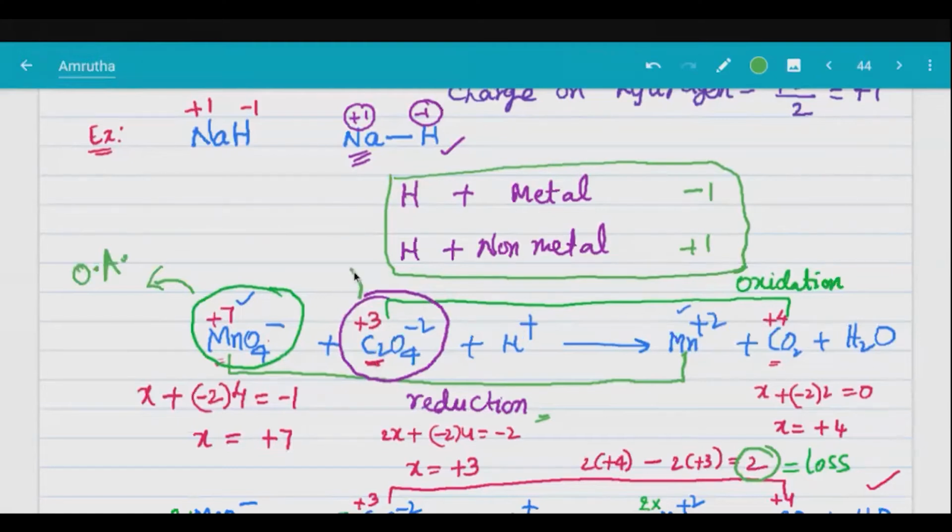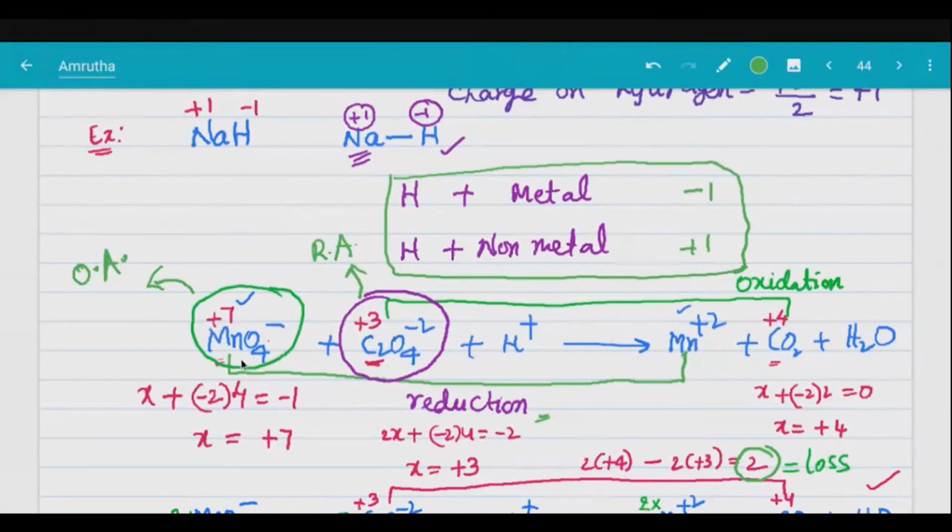Now this one is reducing agent. What is the role of C2O4 minus 2 here? This is reducing Mn, no? So see this, Mn is going from +7 to +2. Exactly, right? So this is oxidizing agent, and this is reducing agent. Sir, how do we find out?